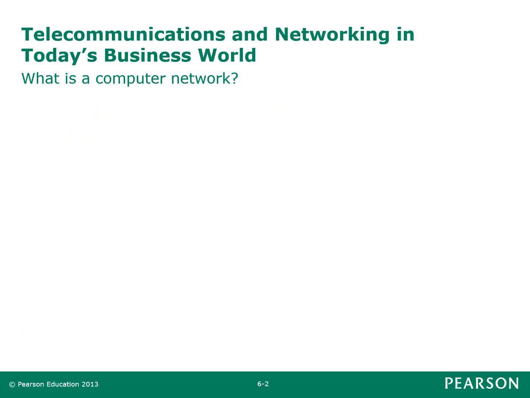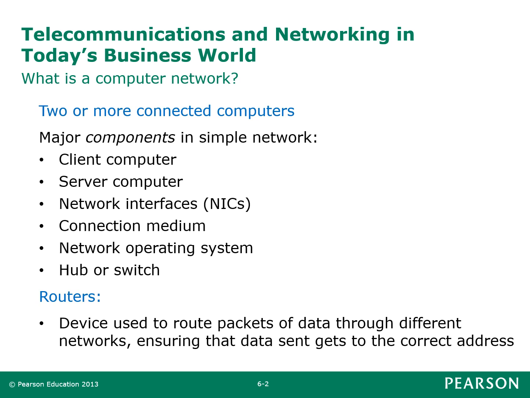Coming now to the fundamental question, what is a computer network? A computer network is simply two or more computers connected to each other. As you can see here, a list of all basic components involved in a simple network. We will start first with the client computer. A client computer is normally an average normal computer that for sure you have seen in a firm before, and many workplaces are equipped with client computers.